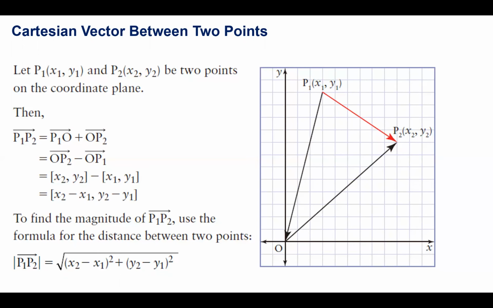And to find the magnitude of P1P2, we can use the formula for the distance between the 2 points. The magnitude of vector P1P2 is the square root of the squared difference of x2 and x1 plus the squared difference of y2 and y1. Understand? Okay, any questions?